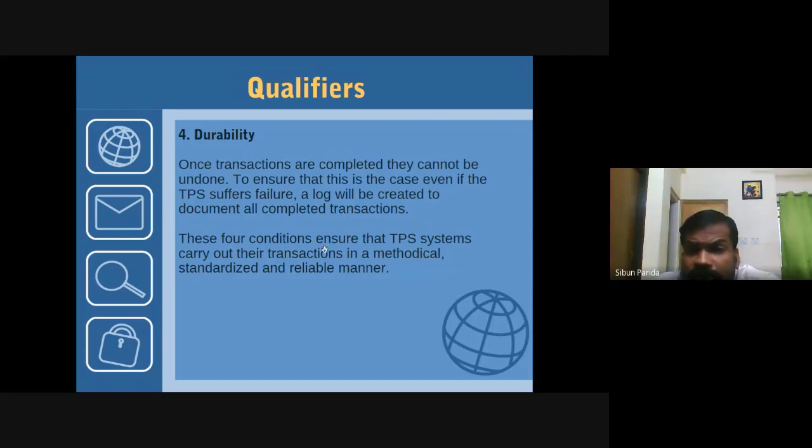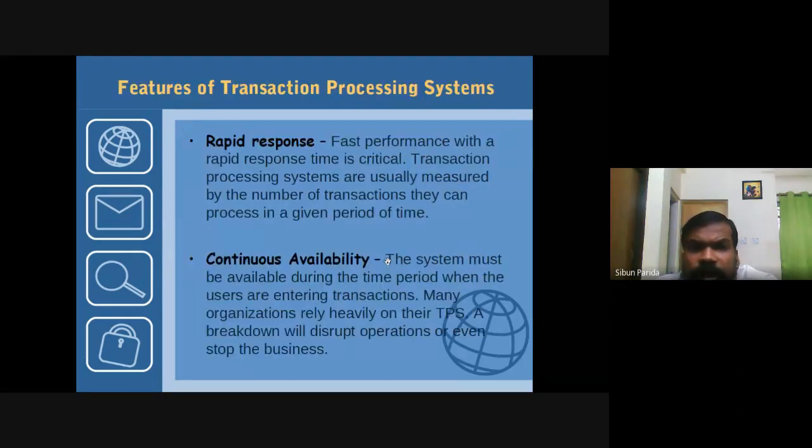All these things. So these four conditions, that is ACID: atomicity, consistency, isolation and durability, ensure that the transaction processing system carries out its transactions in a methodical, standardized and reliable manner. So it should not be spurious transactions. Like people hacking, that is also a transaction. Someone hacked your account and took all your money. That is also a transaction, but that is not an accurate transaction. So yours should be reliable transactions.